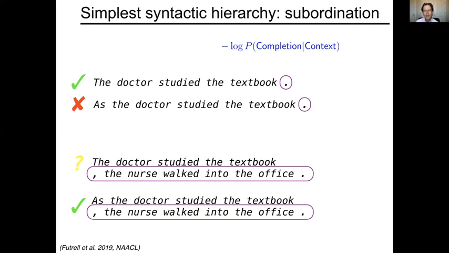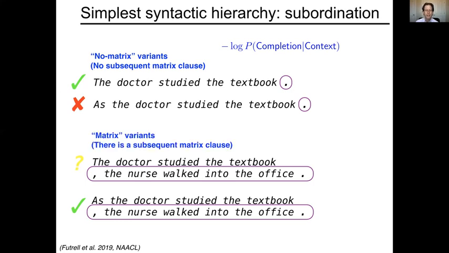Okay, and now remember, surprisal is high when something is unexpected. Let's call the first examples here the no matrix variants, because there is no matrix clause, or main clause, after the first clause. And the bottom 2 are matrix variants. That is, after the first clause, there is a subsequent matrix clause. And the contingency should be reflected in modulating the probabilities of those completions.